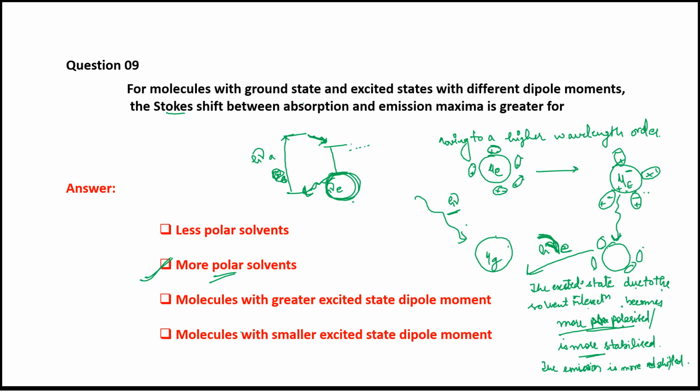Molecules with a greater excitation dipole moment or a smaller excitation dipole moment. So the more the dipole moment, the more the interaction, the more stabilized the state will be, and the more the red shift will occur. Therefore, this will be the case for molecules with a greater excited state dipole moment. So this is the case only when the mu excited is greater than the dipole moment of the ground state.